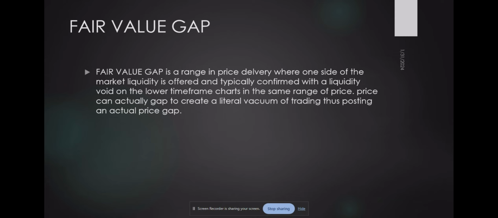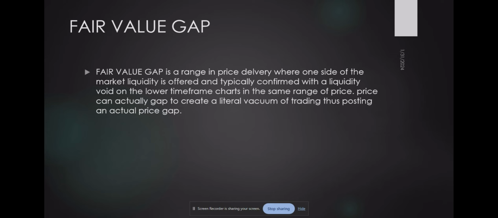So from definition, we have that fair value gap is a range. Anywhere you see a range, just know we're talking about price displacement. So fair value gap is a range in price delivery where one side of the market liquidity is offered and typically confirmed with a liquidity void on the other lower time frame charts in the same range of price.